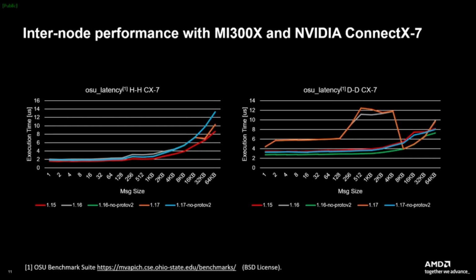For device memory, it was a little bit higher. And this is something that we still probably need to fine-tune to see how our parameters need to be adjusted to recover the performance, especially the 128 bytes to 8 kilobyte range, which was experiencing a bit of overhead if we use Proto V2 versus the no Proto V2 versions of UCX 1.16 and 1.17. So this is on ConnectX-7 with MI300X GPUs.